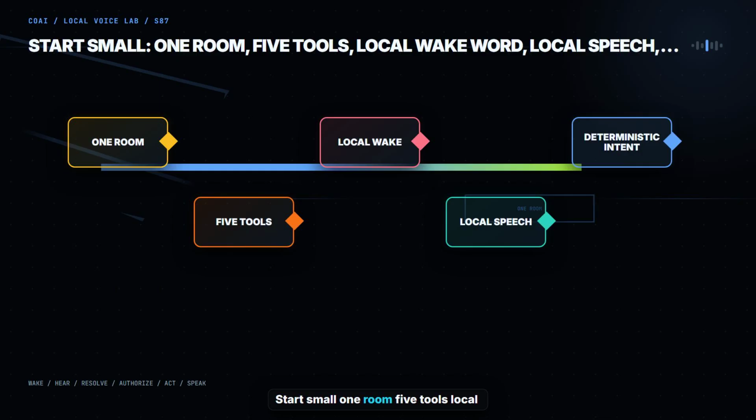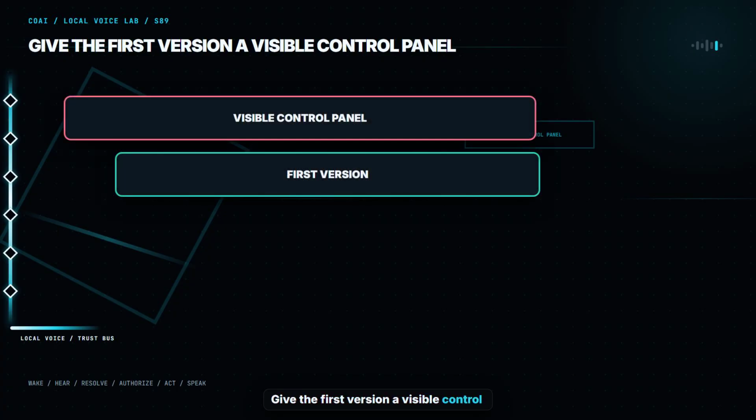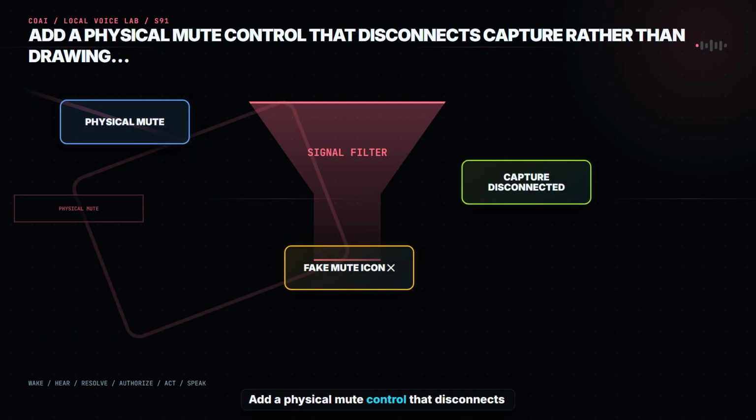Start small. 1 room, 5 tools, local wake word, local speech, local voice, and deterministic intents. Add an LLM only where flexible language creates measurable value. Give the first version a visible control panel. Show the live stage, resolved device, pending action, and confirmation timer. Add a physical mute control that disconnects capture rather than drawing a reassuring icon over an active microphone.